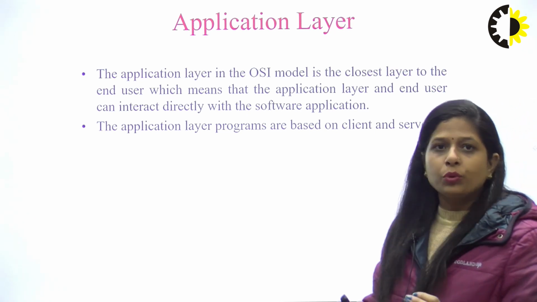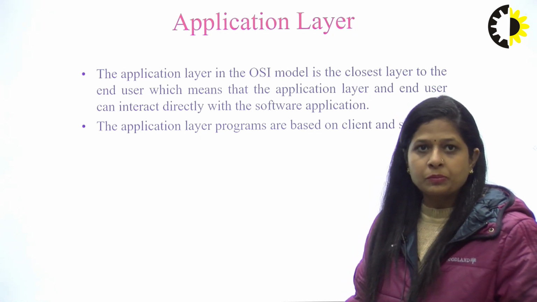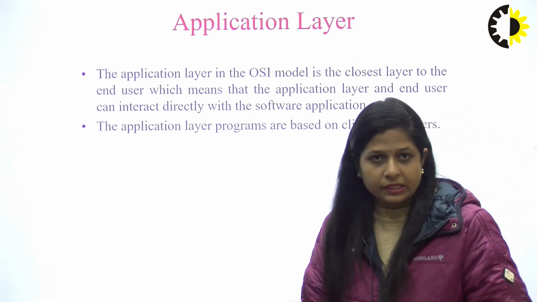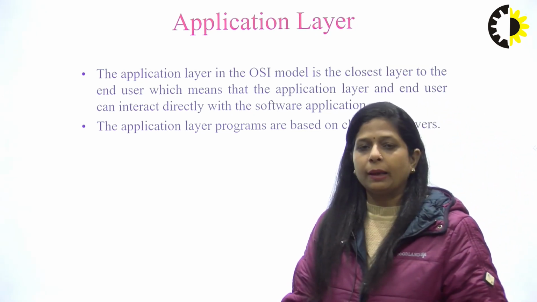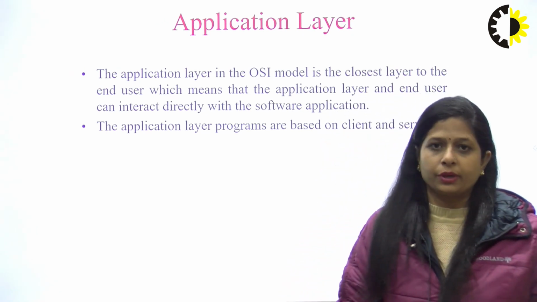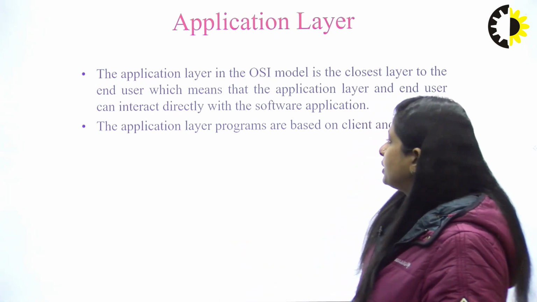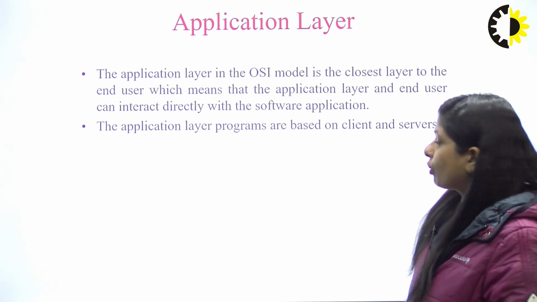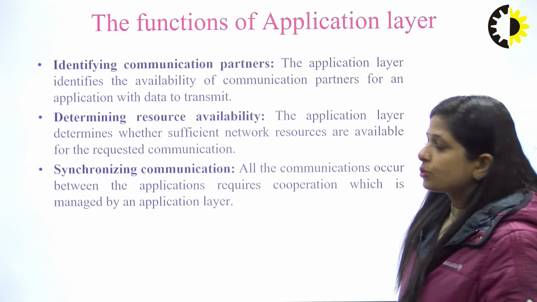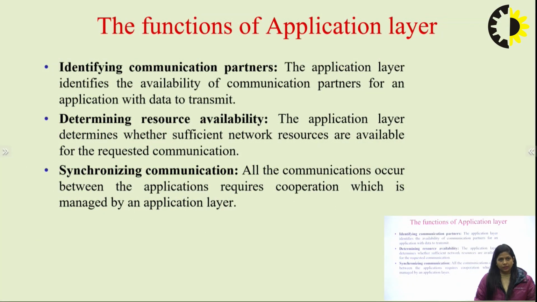The application layer in the OSI model is the closest layer to the end user. That means the application layer and the end user can interact directly with the help of some application software, right? That is how the user can interact with the various software applications. The application layer programs are based on the concept of client-server computing, right? So now we'll see what the various functions performed by the application layer are.